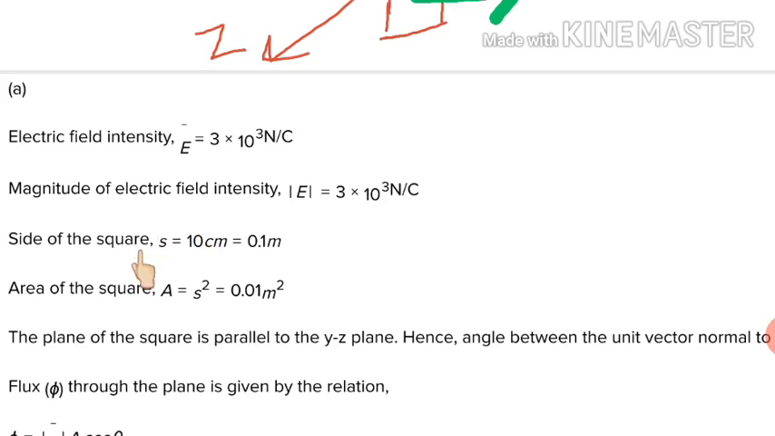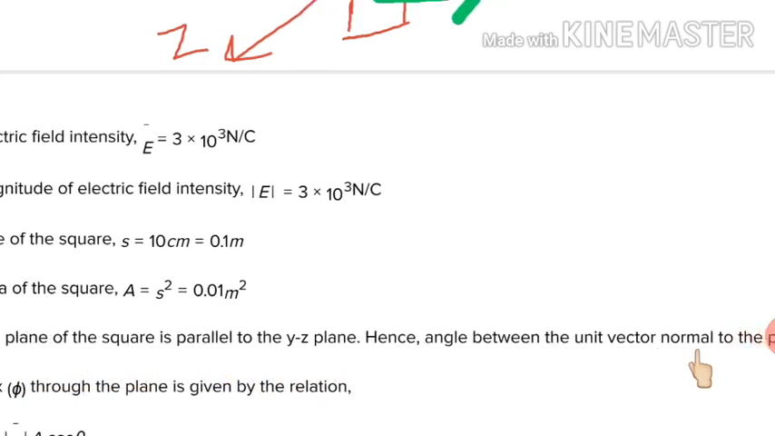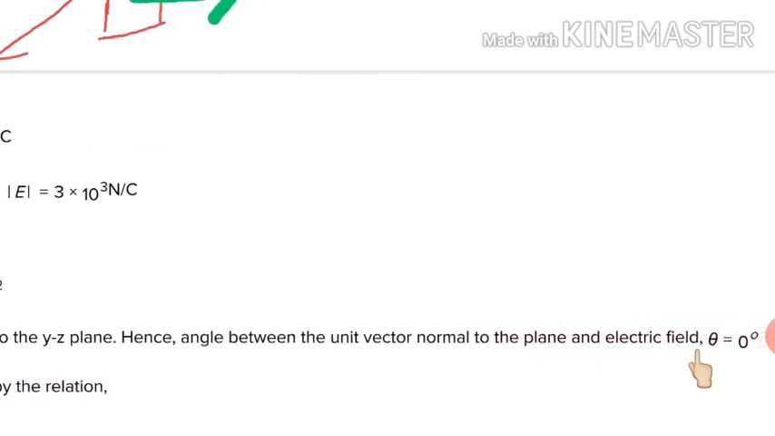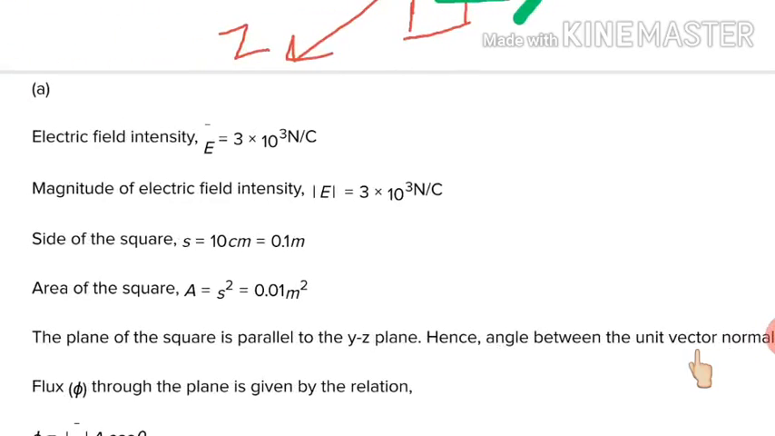Area we are supposed to calculate. Since the side is 10 centimeter, if you convert it into meter, it will be 0.1 meter. And what will be the area? It will be the square of the side. So finally it will give you 0.01 meter square. And the thing which we have already discussed: the plane of the square is parallel to the YZ plane. Hence the angle between the unit vector normal to the plane and the electric field is 0. So theta is equal to 0.